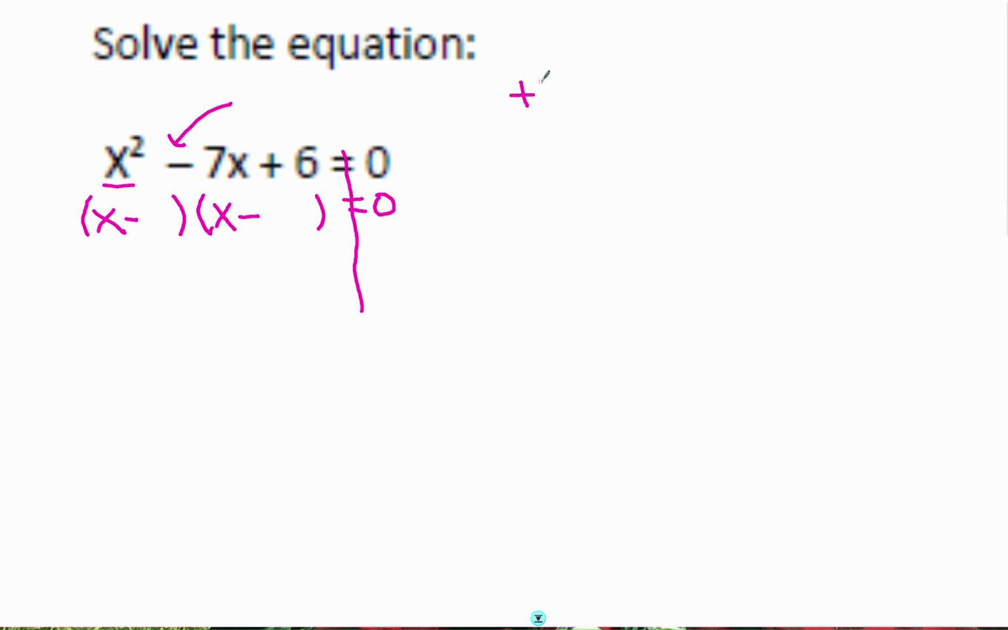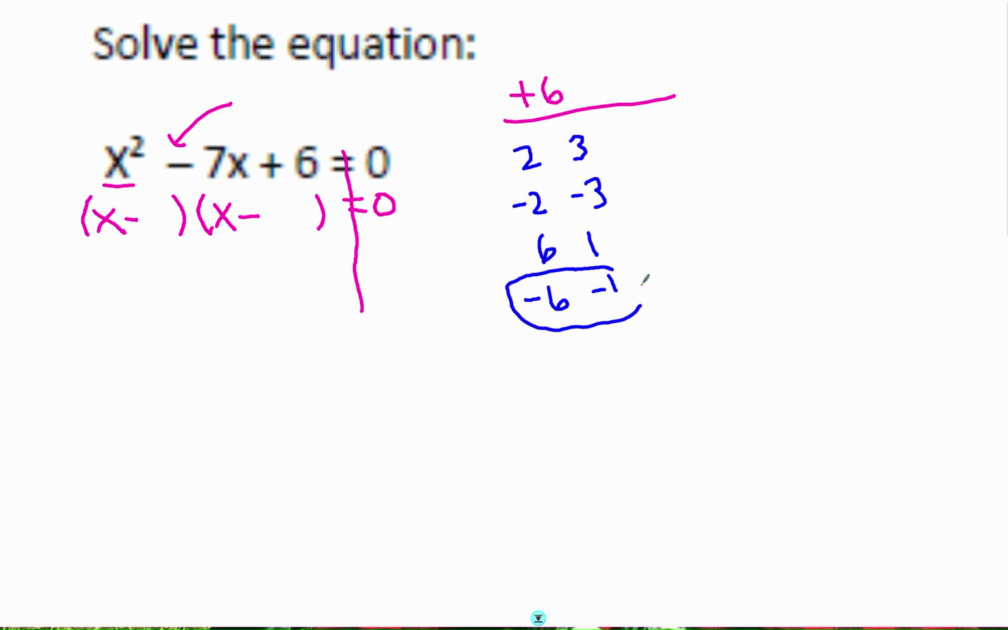So then I think about all the things I could multiply to get +6. So I could do +2 times +3, -2 times -3, +6 times +1, or -6 times -1. So all of those have a product. They multiply to get +6, but I want the ones that combine like terms to give me -7. So I know it's -6 minus 1. And now I can set each of these individual factors equal to 0 and solve quite easily.